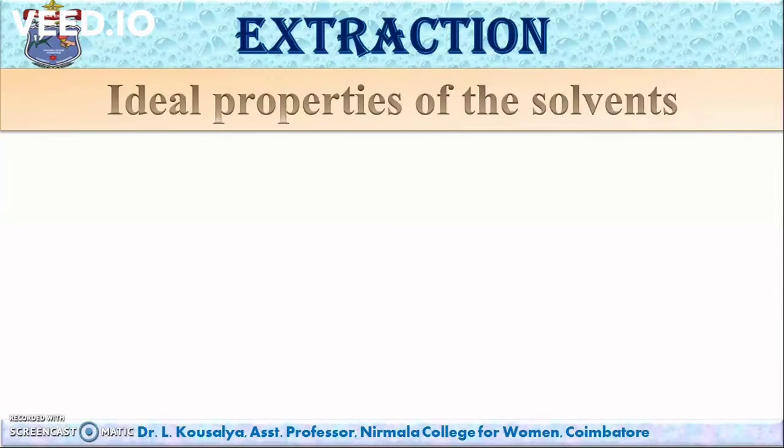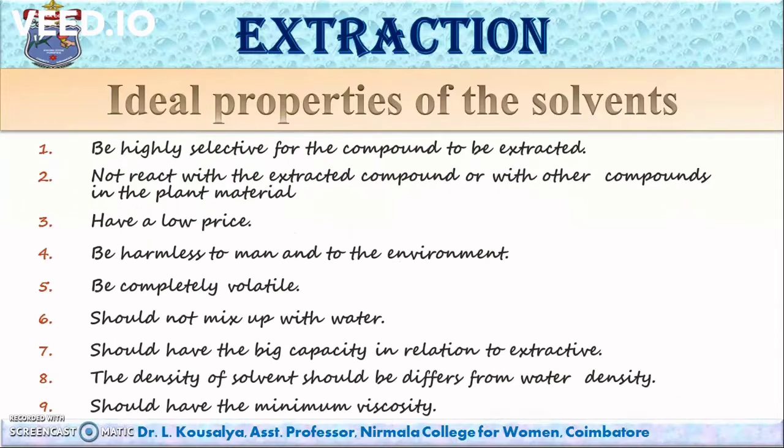So before we go for the extraction, we have to select the solvent. The solvents have some ideal properties which you have to consider before choosing for the extraction process. Let's see some of the points which you have to remember before choosing the solvent. First one, the solvent should be highly reactive for the compound to be extracted, and second one, it should not react with the extracted compounds or with the other compounds in the plant material.